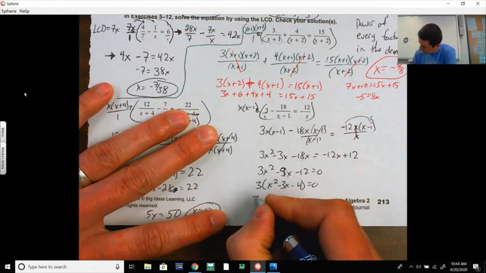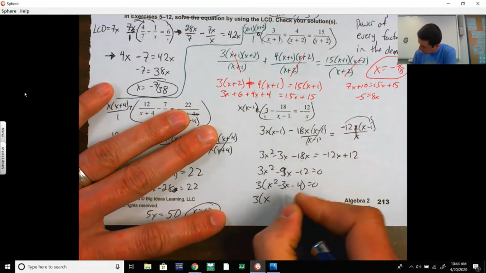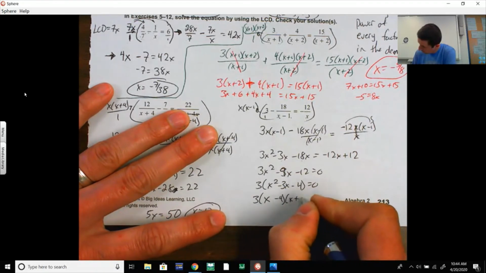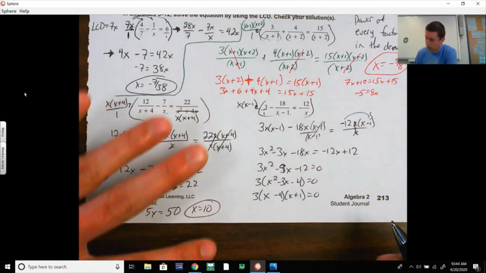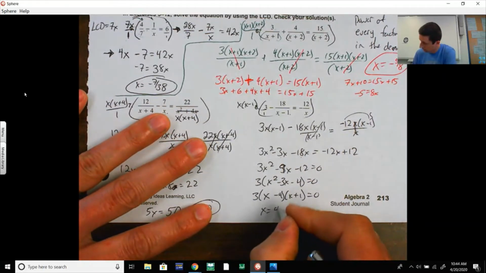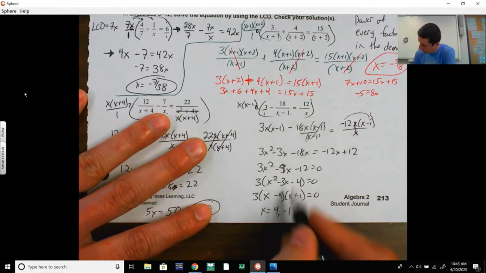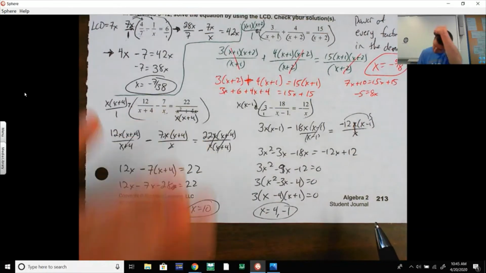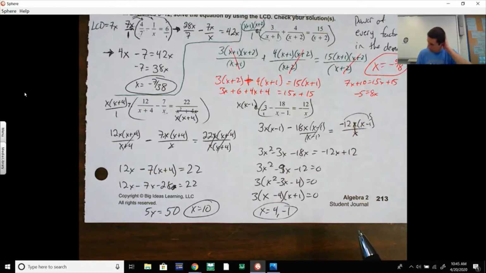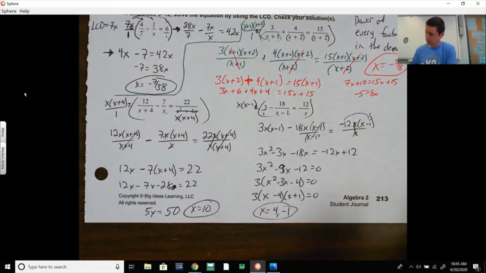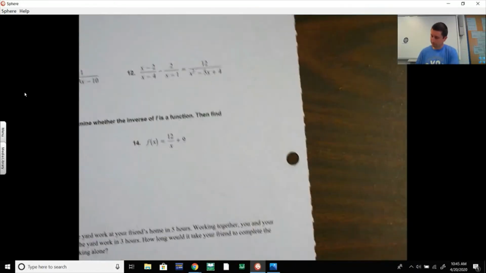Ooh, that's better. So that'd be x minus 4 times x plus 1 equals 0 when you factor it using ma. So x can be 4 or negative 1. Check our domains. 1 and 0 would not work, so both of those should work. Okay? You can always plug them in and check them, make sure they fit with that.